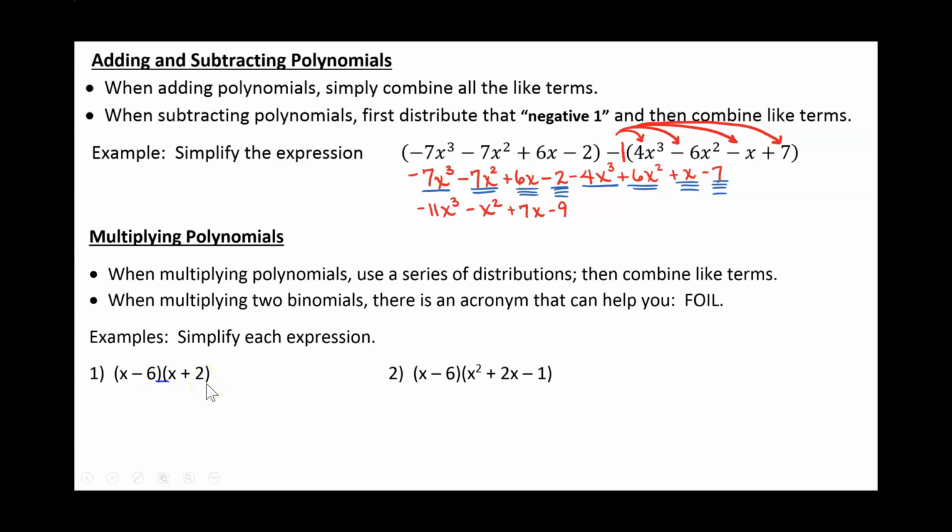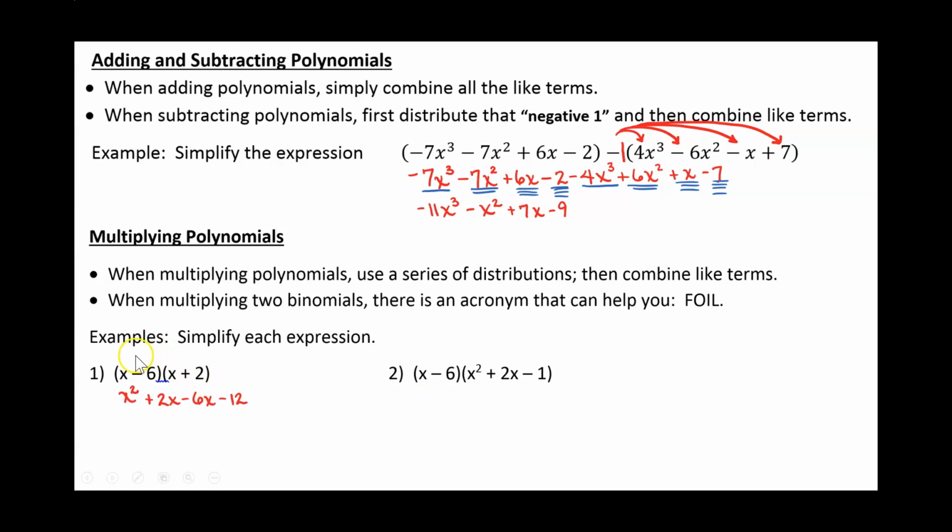To help us remember that, so that we make sure we do all 4 of those multiplications, we can do something called FOIL. So FOIL just stands for first, take x times x, that's the first term in each binomial. Then outer, so the x and the 2 are on the outside. And then inner, -6 and x are on the inside. And then last, -6 times 2, because each of those is the last term in its binomial.